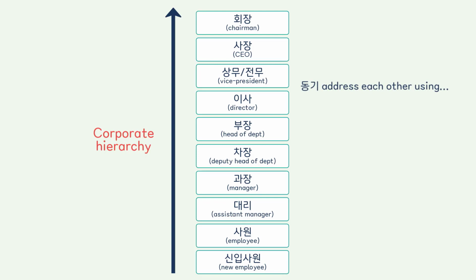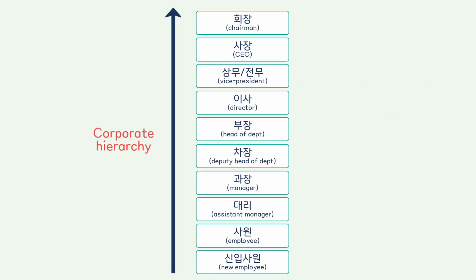And 동기s at workplace tend to refer to each other by adding 씨 at the end of names when they first join the company. In general, we use 씨 to address people who are either of equal level or with those who are below us in the hierarchy. We don't use 씨 when addressing people with seniority.